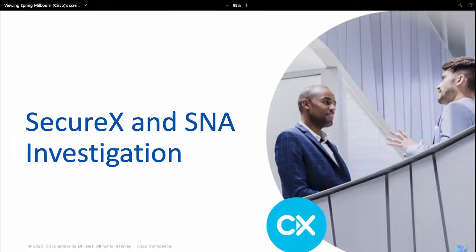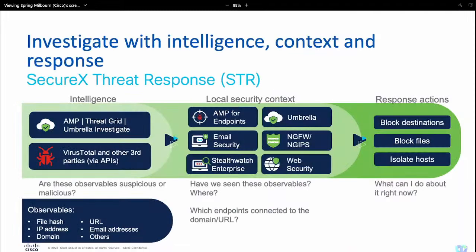Now let's start to talk about investigations with SecureX and SNA. One of the key features by connecting with SecureX is the benefit that Threat Response provides. It aggregates intelligence from both Cisco security product data sources and third-party data sources through APIs, and it uses that to identify whether observables such as file hashes, IP addresses, domains, and email addresses are suspicious.